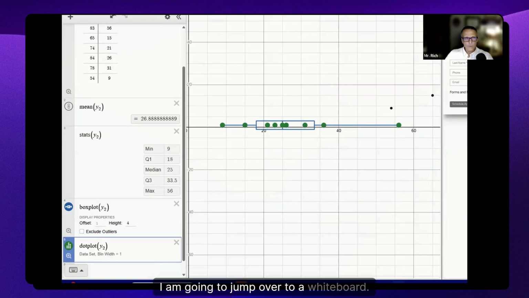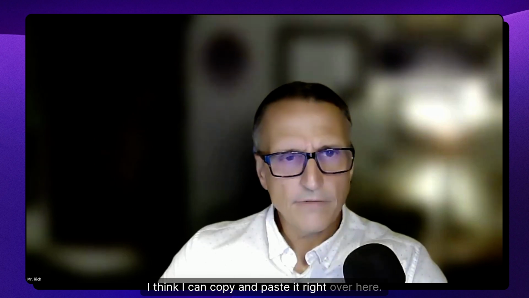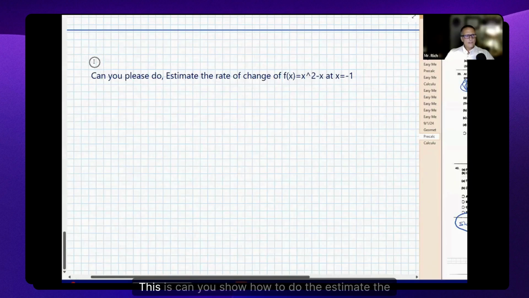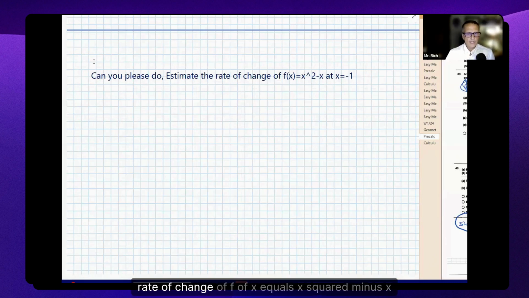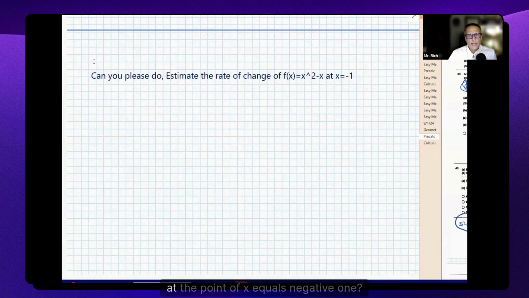I'm going to jump over to a whiteboard. The question is about average rate of change. So let's do that. Thank you for posting that question. I think I can copy and paste it right over here. Share my screen back. Here's the question: can you show how to estimate the rate of change of f(x) = x squared minus x at the point x = -1?